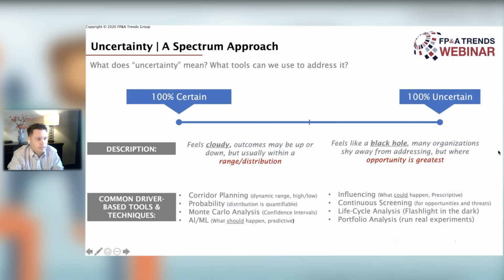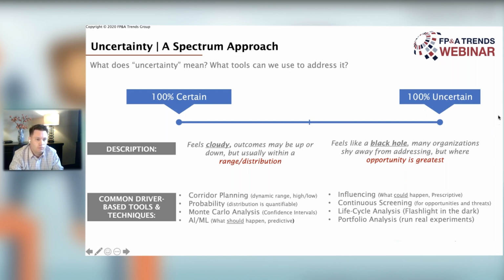Okay, so I know we're talking about uncertainty today, and everyone has some level of uncertainty, but what does that really mean? The best way to look at uncertainty is kind of in a spectrum approach, right? Not everyone has the same kind of uncertainty pains. If you look at it from a spectrum approach, on the left side is full certainty, right? You have actuals that you know what they are.